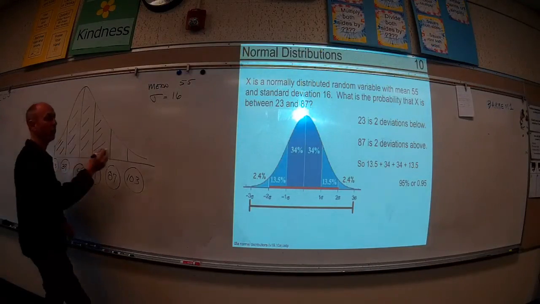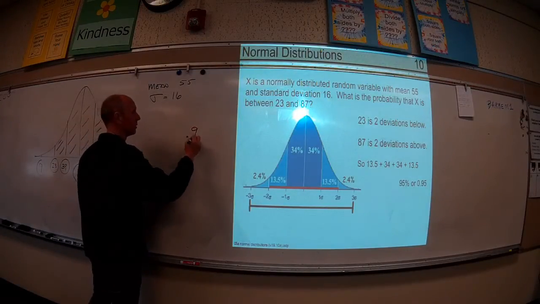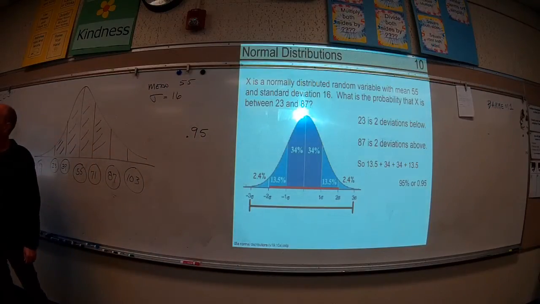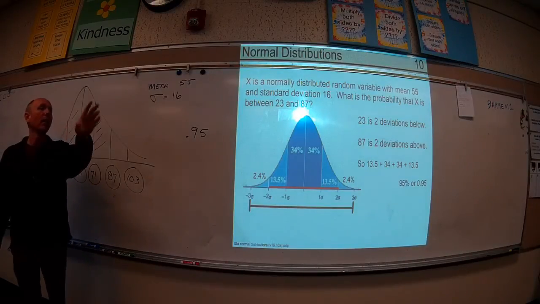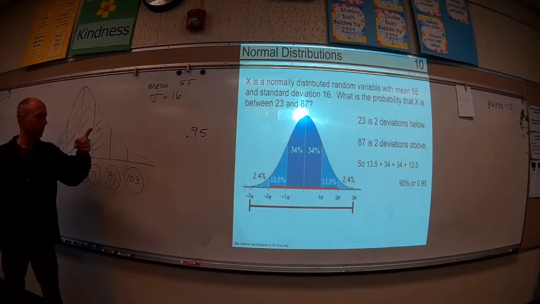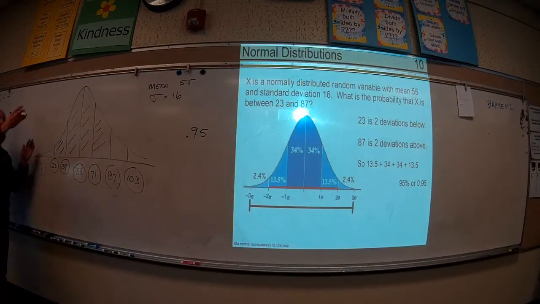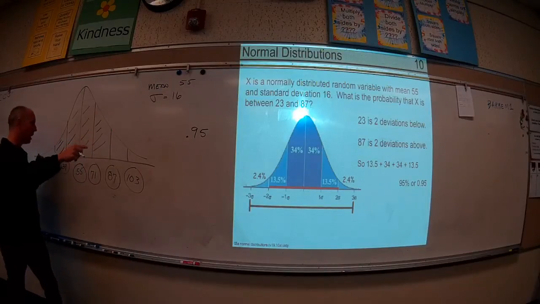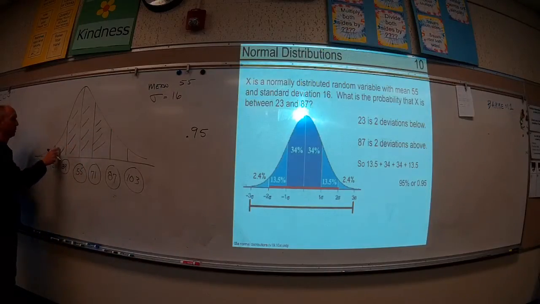IXL is going to want you to write it like this, because 0.95 is 95%. Because a percent is per 100. Do we write percent after? IXL is not going to care. This was symmetrical, so we could use the top graph. I'm going to make it asymmetrical.